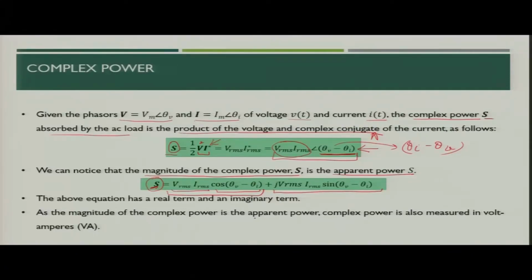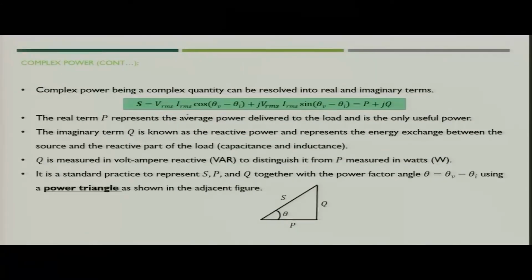Complex power is also measured in volt ampere, as we saw in the case of apparent power. Just to distinguish it from real power, which we measure in watts, we measure complex power in volt ampere. Let us look at the expression once again. Vrms Irms cos theta v minus theta I would be the real power, and j Vrms Irms sin theta v minus theta I will be written as jQ.